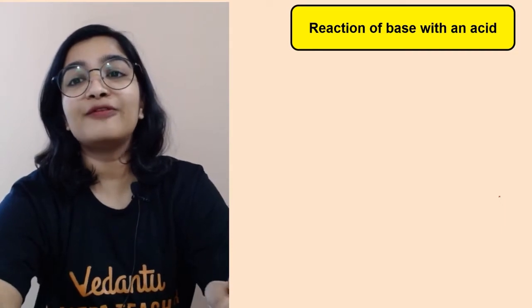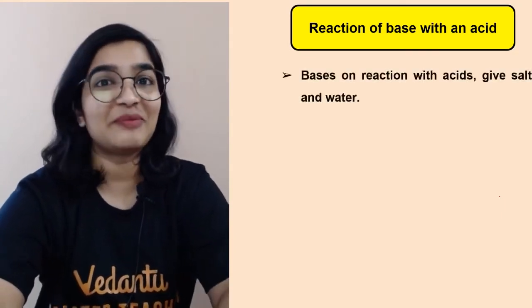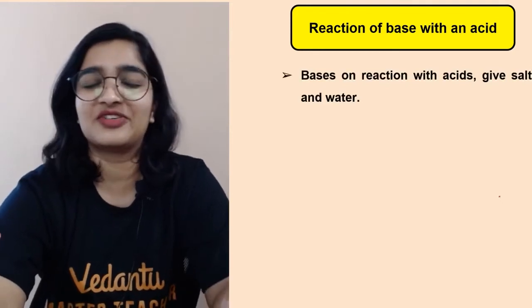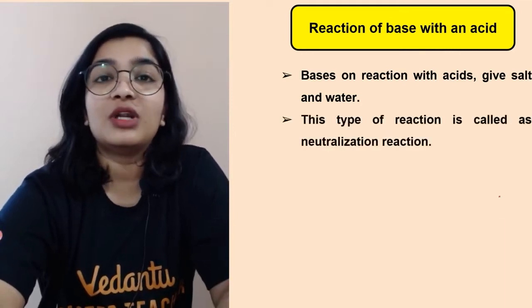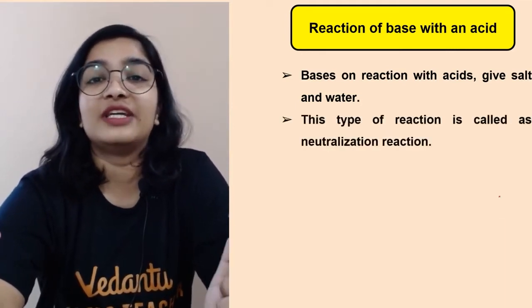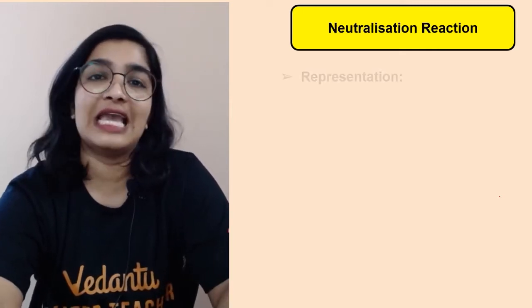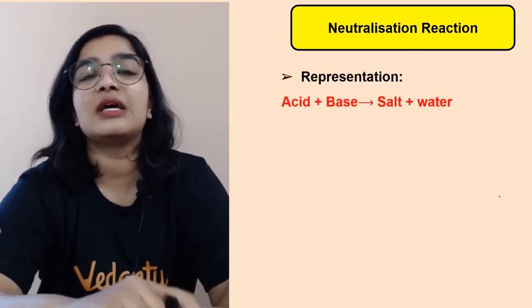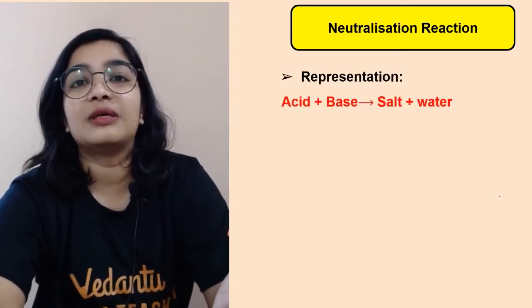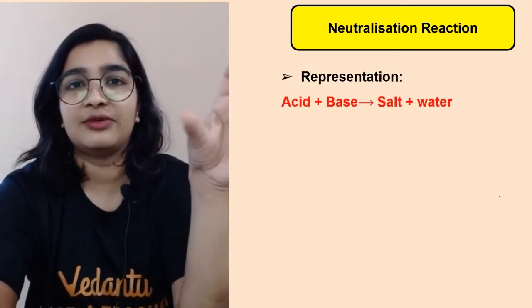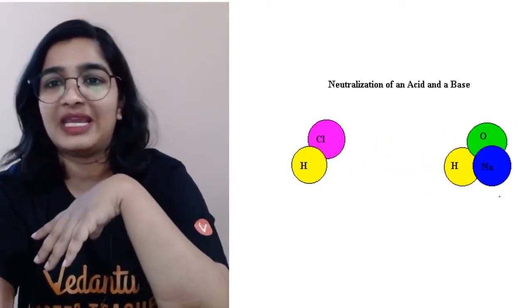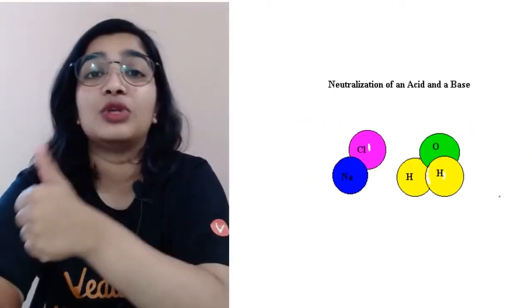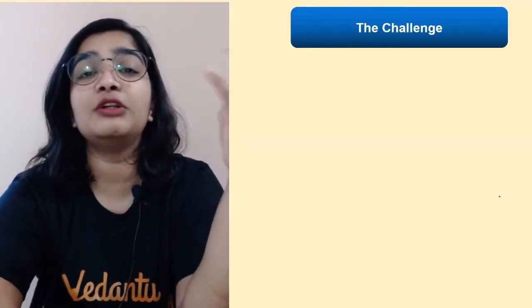So, the reaction of a base with an acid. Yes, everyone knows this reaction. It's a neutralization reaction. Bases on reaction with acids give salt and water, and this is known as a neutralization reaction. So how do we represent it? Acid plus base gives salt plus water. H plus from the acid and OH minus from the base form water, and the cation from the base and the anion from the acid combine to give you a salt. This is a neutralization reaction.